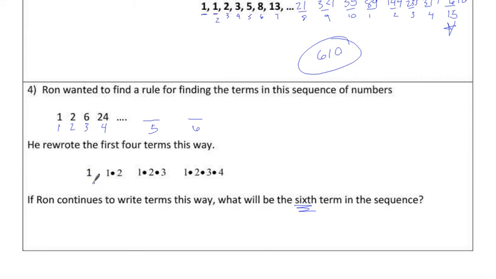And if we follow this, this is the first, the second, the third, the fourth. I need the fifth term and the sixth term still. So to find the fifth term, if I just follow the sequence, 1 times 2 times 3 times 4 times 5 gives you 120. And then if I do the same thing for 6, 1 times 2 times 3 times 4 times 5 times 6 gives you 720. So 720 is the answer here.